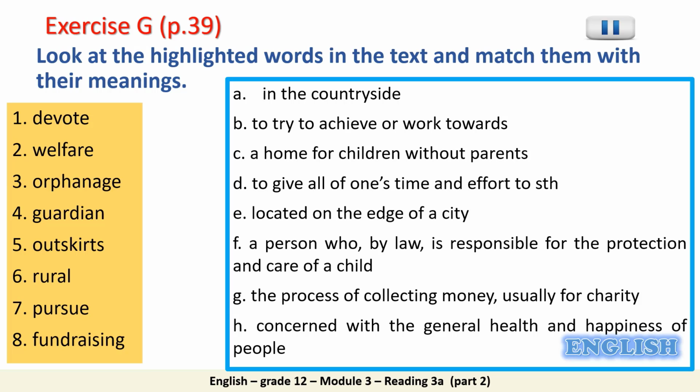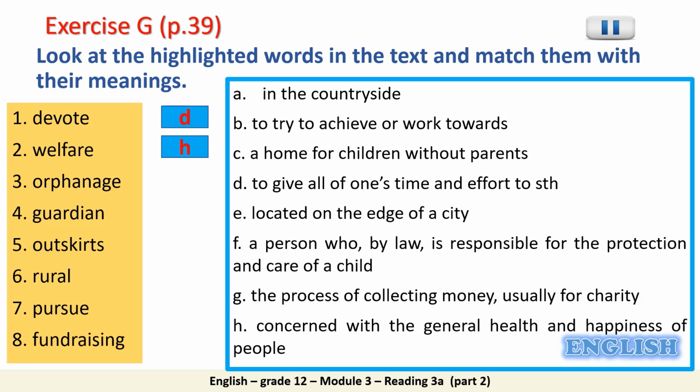Now let's correct. Number 1, devote. In text 1, Abdul Satar Edhi devoted 8 years of his life to take care of his mother. The word devote means D. Excellent. To give all of one's time and effort to something. Welfare. It means H. Perfect. Concerned with the general health and happiness of people.